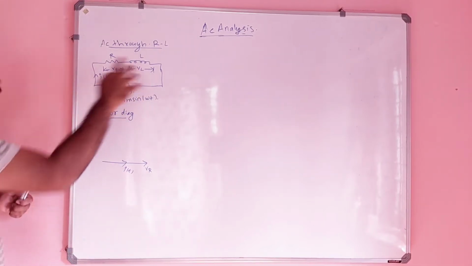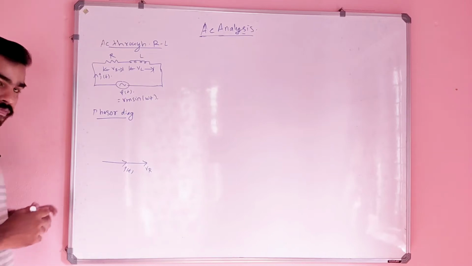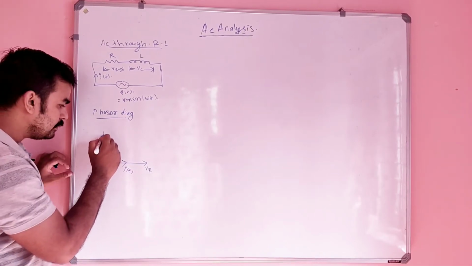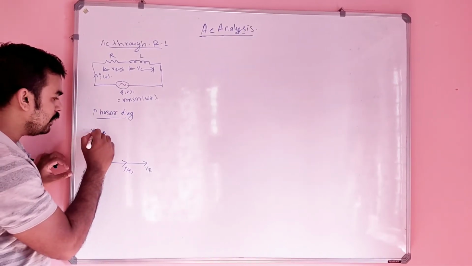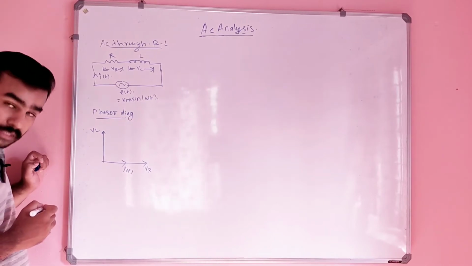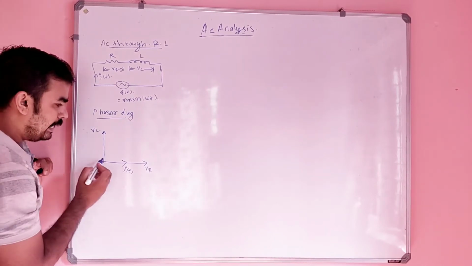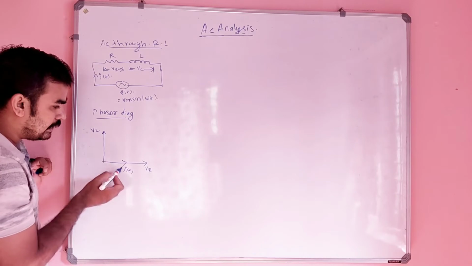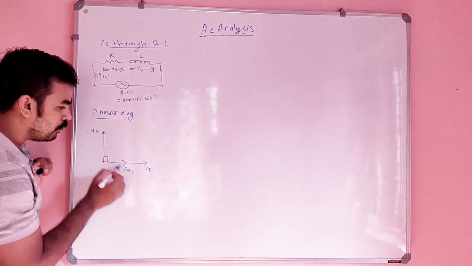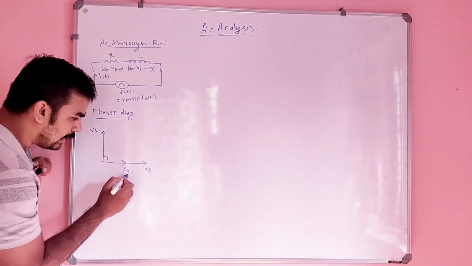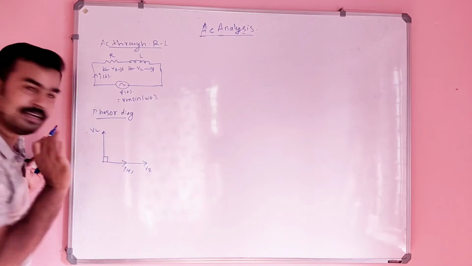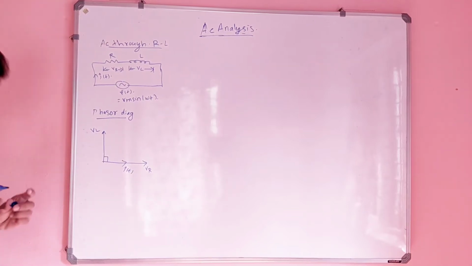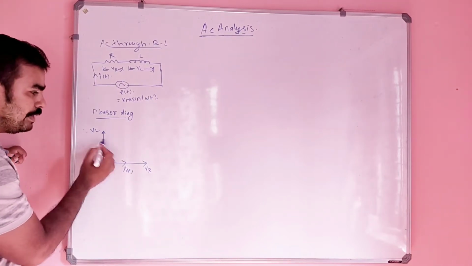In the case of an inductor, what happens? I can write this as VL. Is it correct? Because in the case of an inductor, the current is lagging behind the voltage by 90 degrees. Correct. So this is the phasor diagram.